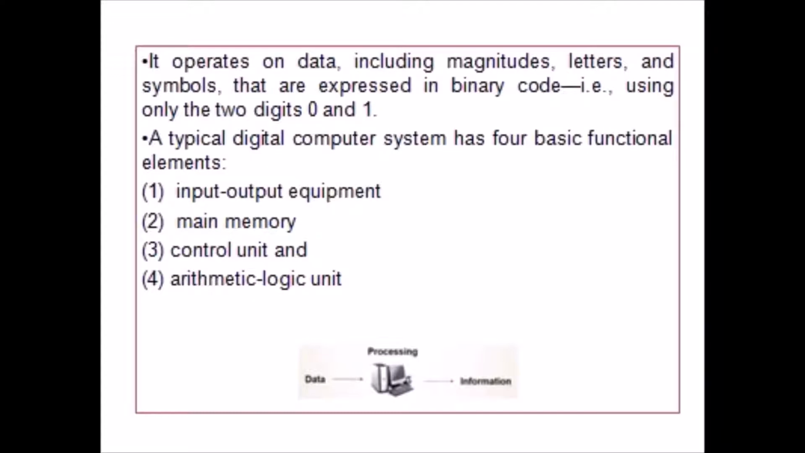A typical digital computer system has four basic functional elements: the input-output equipment, main memory, control unit and arithmetic logic unit, or we can say ALU. So here the data will be inputted and the processing will be done in the CPU and the final information will come as output.